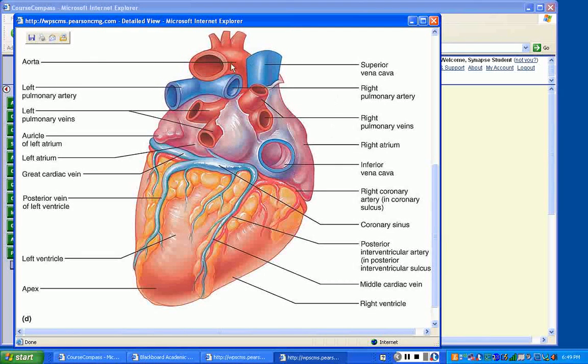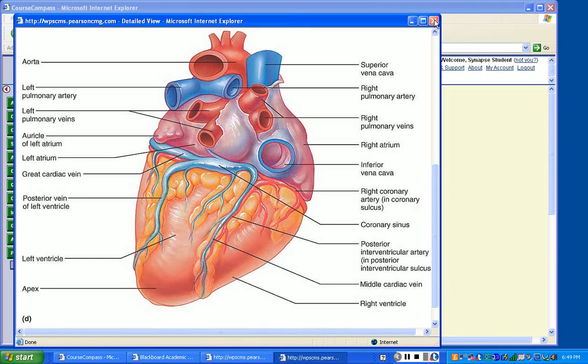Here's what I want you to see too. Here's the aorta coming back. Remember, it comes back here and goes behind the heart. And here are your pulmonary arteries, right here. One thing we haven't done yet is talk about what's called the coronary circulation. You guys heard of that before, coronary circulation?